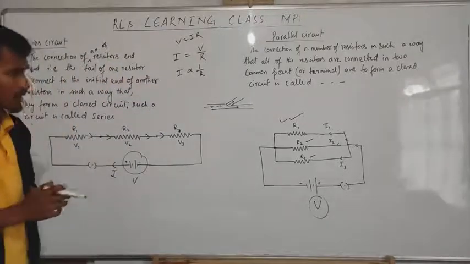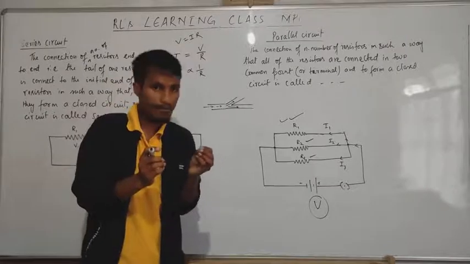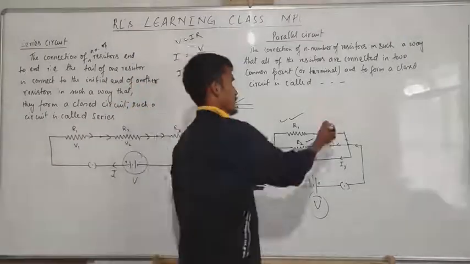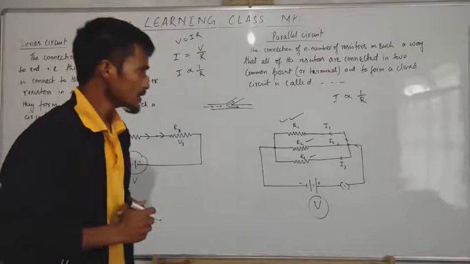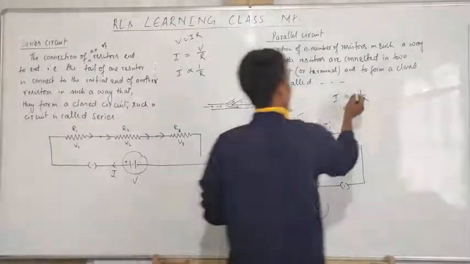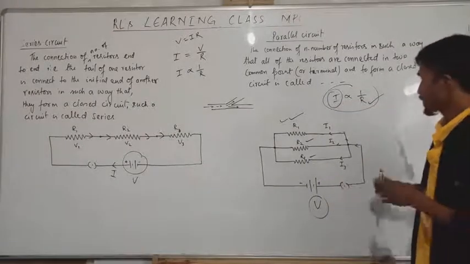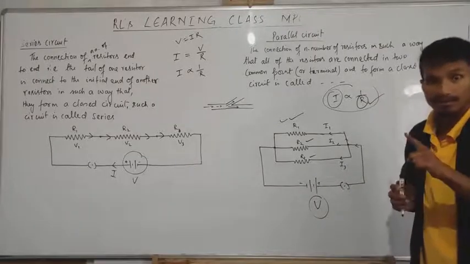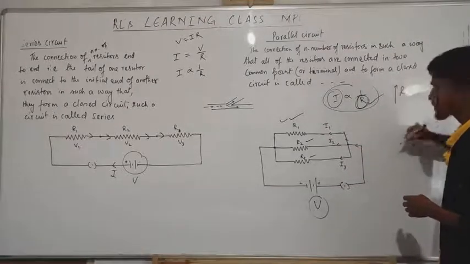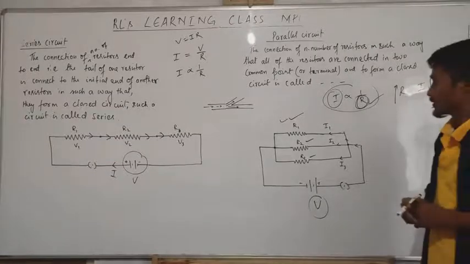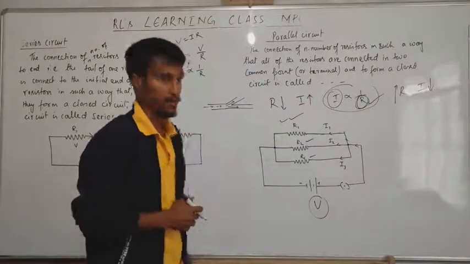Got it? Then in parallel, the current branches in inverse ratio. Inverse ratio of what? Inverse ratio of the resistance of a resistor. As the resistance is large, the current is small. When the current flows through a small value of resistance, the current will be large. Meaning if R is increased, then current will decrease, and if R is decreased, then current will increase. Where? In a parallel circuit.